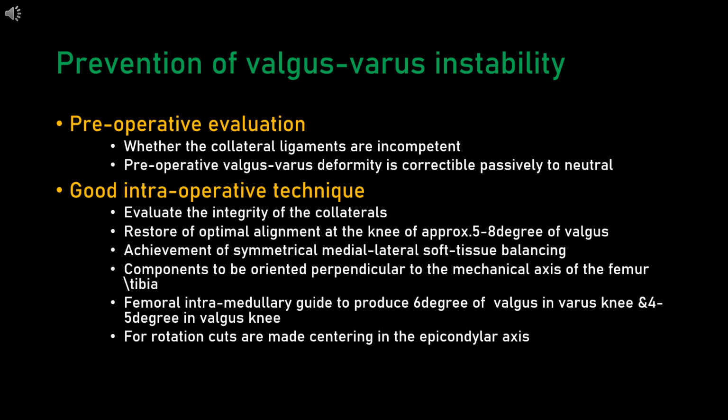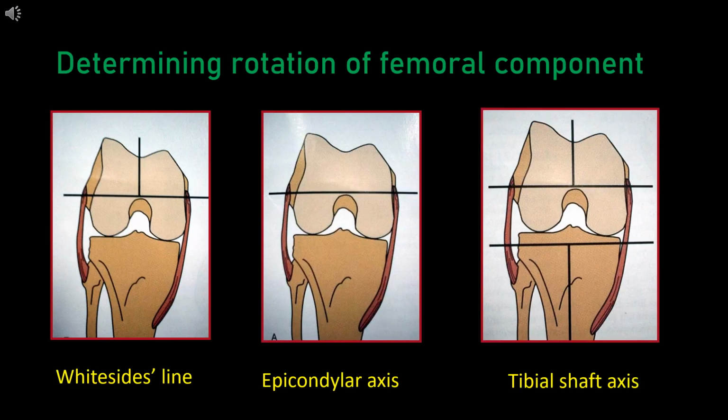Use a femoral intramedullary guide to produce 6 degrees of valgus in a varus knee and 4 to 5 degrees in a valgus knee. For rotation, cuts are made centered on the epicondylar axis. For determining rotation of the femoral component, you can use Whiteside's line, the epicondylar axis and the tibial shaft axis.